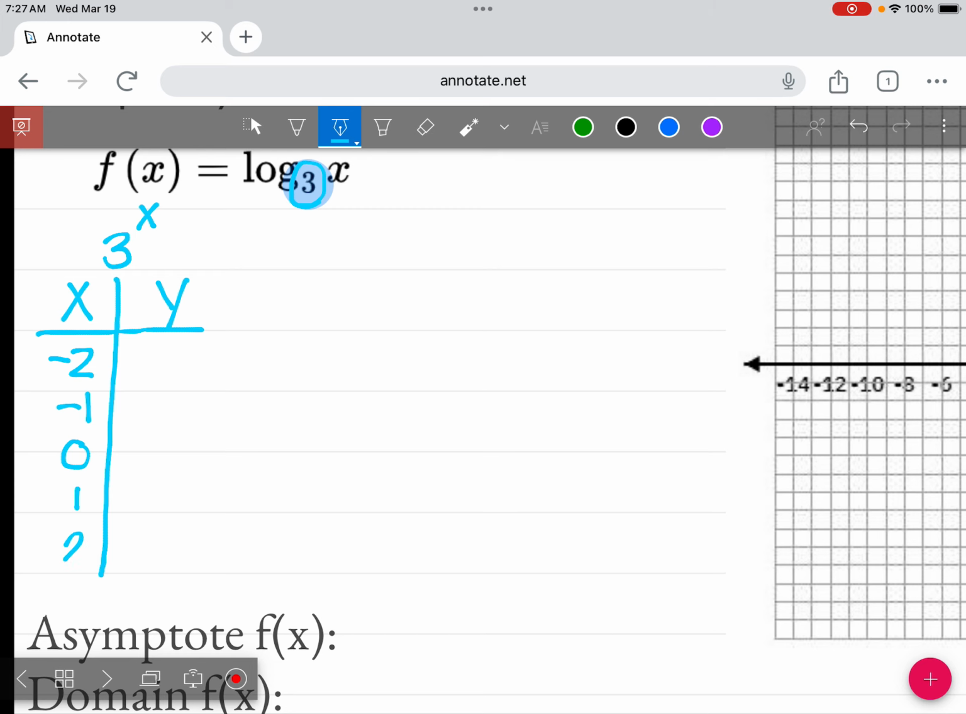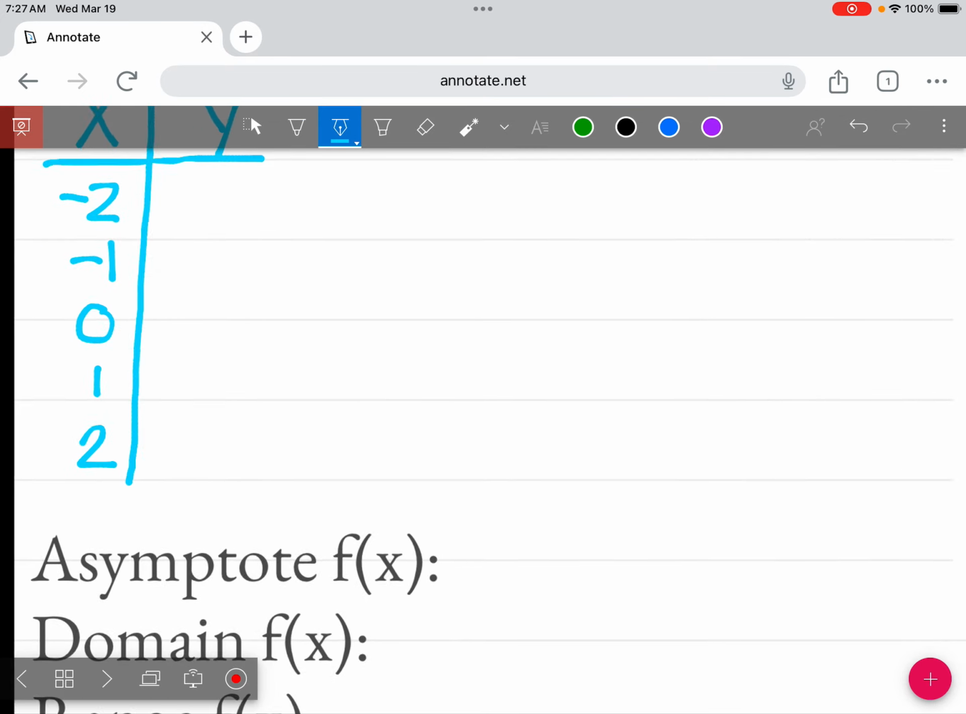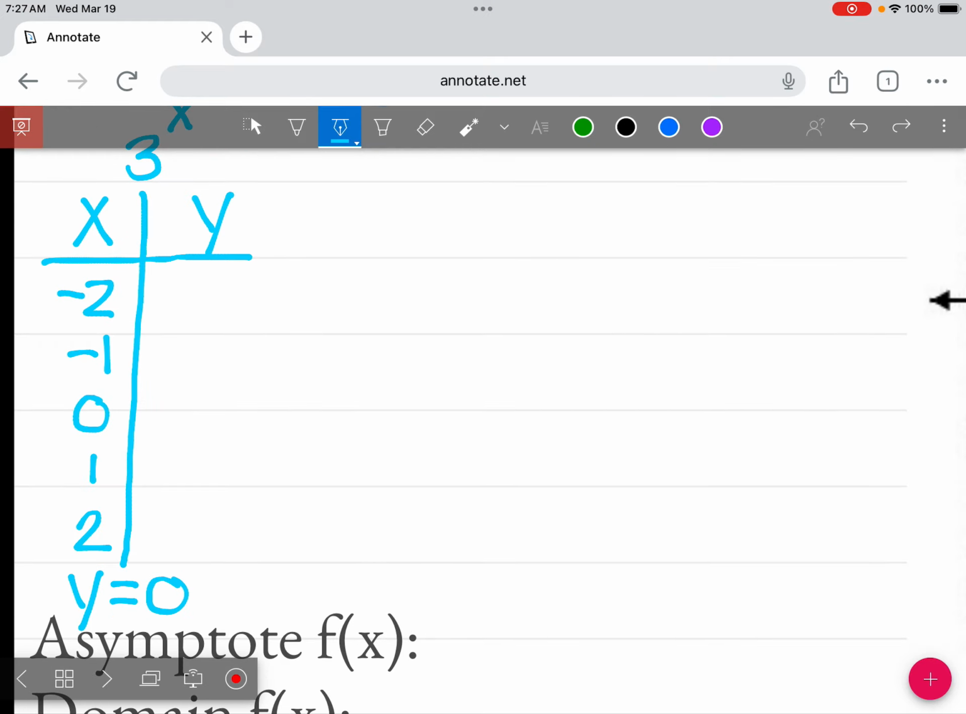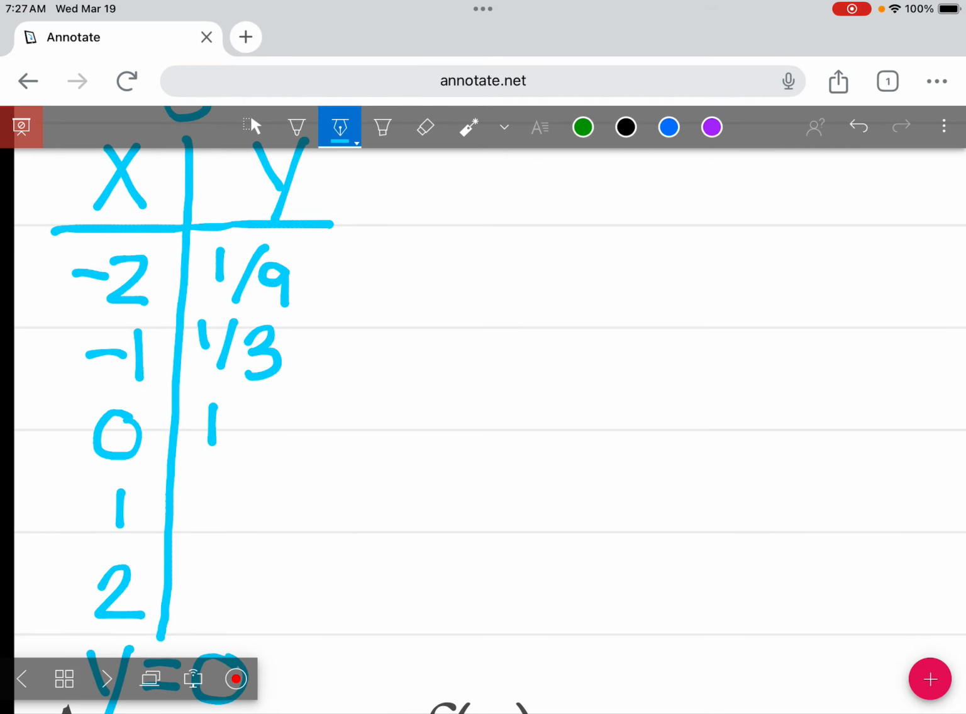Perfection. -2, -1, 0, 1, and 2. And exponential functions have an asymptote at y equals 0. What y values do we get for 3 to the x? 1/9, 1/3, 1, 3, and 9. I'm going to go ahead and plot this up.